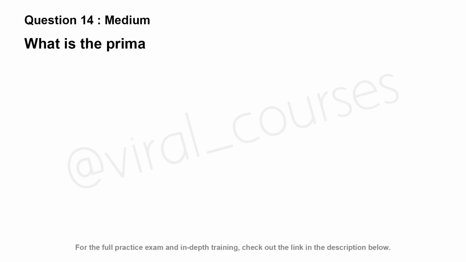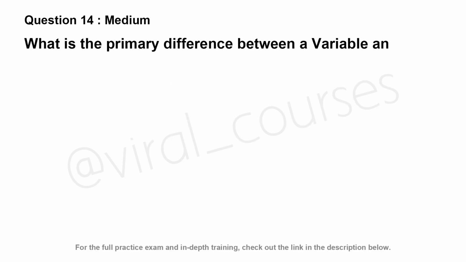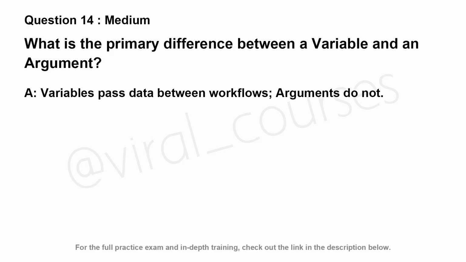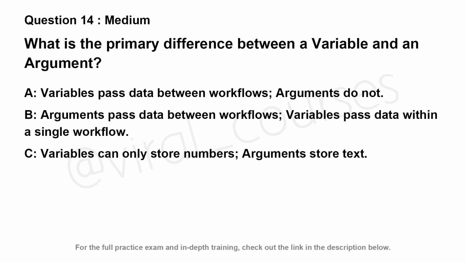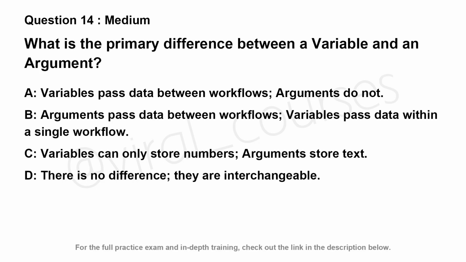What is the primary difference between a variable and an argument? Option A. Variables pass data between workflows. Arguments do not. Option B. Arguments pass data between workflows. Variables pass data within a single workflow. Option C. Variables can only store numbers. Arguments store text. Option D. There is no difference. They are interchangeable.